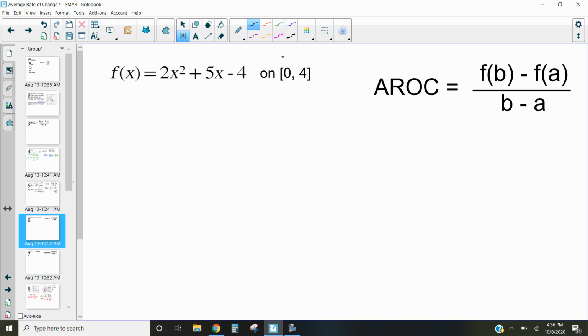Now, I want you to try this next one all on your own, following that same process. Remember, this first number here is a, our second number here is b. We want to substitute that into our formula, and then we need to find what f of a is and what f of b is. Go ahead and pause the video and find those solutions. When you finish, unpause the video, and we will go over what those solutions are, how we find them, and what that average rate of change is for the function 2x squared plus 5x minus 4 on the interval 0 to 4.